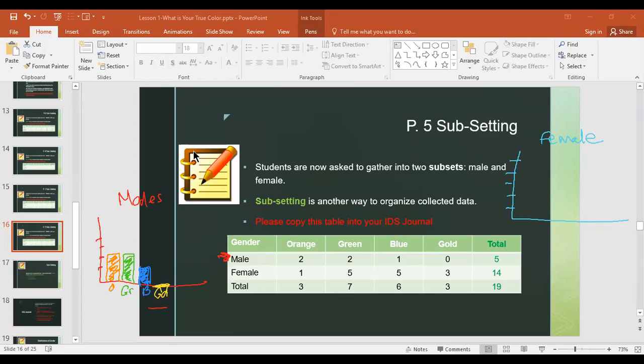No, Mel, you don't do the total, hun. No, just female. We're doing the subsets. We're doing bar graphs for the subsets.